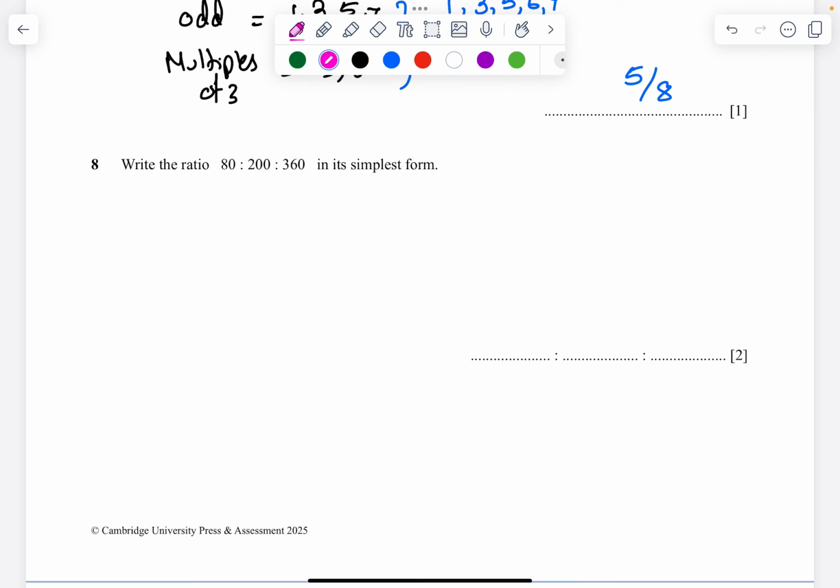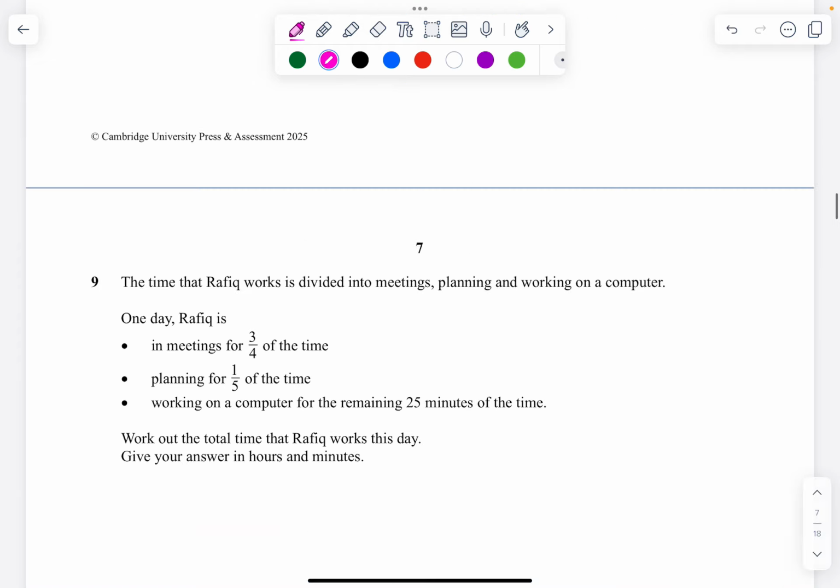Write the ratio 80 is to 200 is to 360 in its simplest form. So I divide everything by 40. 40 times 2, 40 times 5, 40 times 9. So 2 is to 5 is to 9.